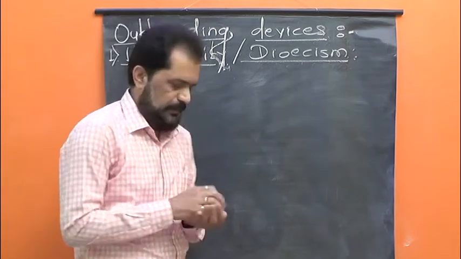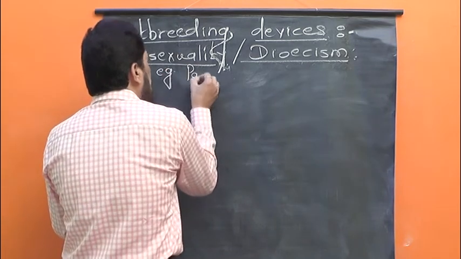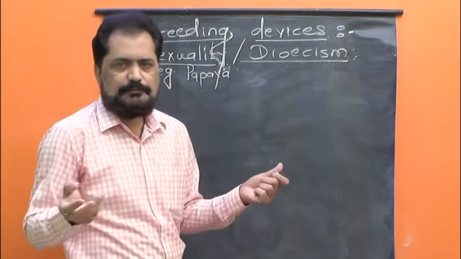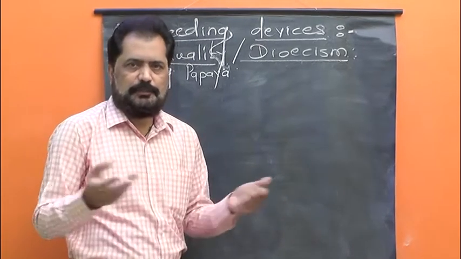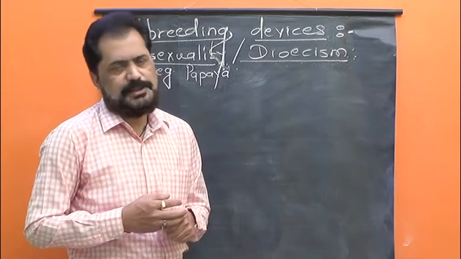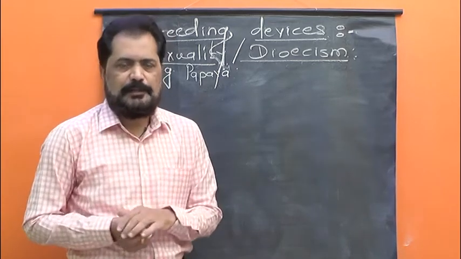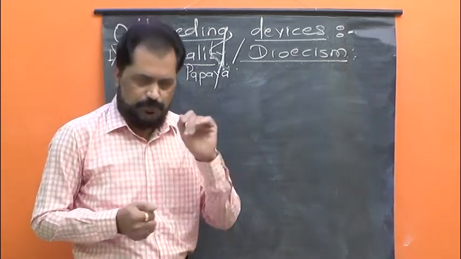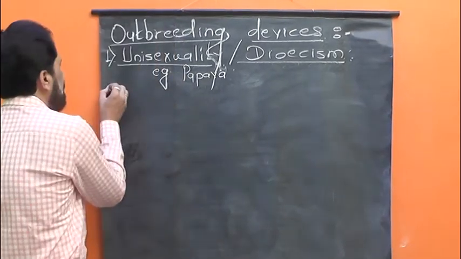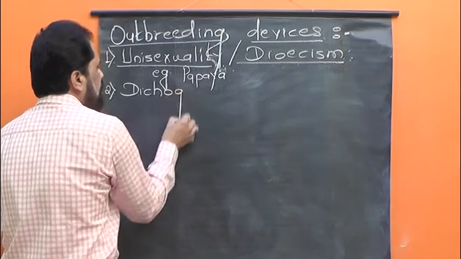Say example, that is papaya. All of us know. In case of papaya, the male and female plants are separate. The male plant produces male flowers in which the pollen grains are produced, while the female plant produces female flowers, and thus the pollen grains are carried from male plant to the female plant, that is cross-pollination is achieved. Unisexuality or Dioecism.